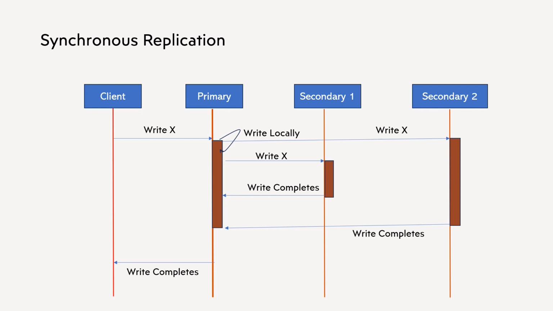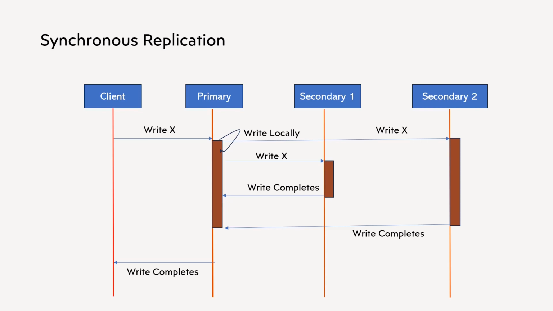In synchronous replication, the main challenge is that it might be slow, because the primary node will wait until it gets confirmation from all the other secondary nodes that they are done updating. Only then will it tell the client that it is completed.